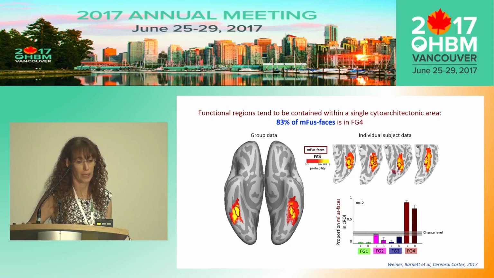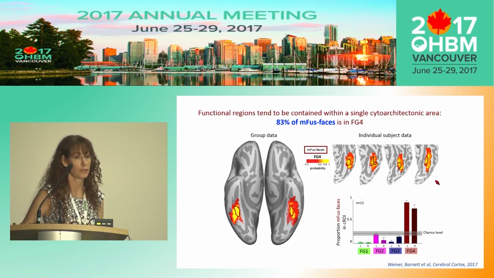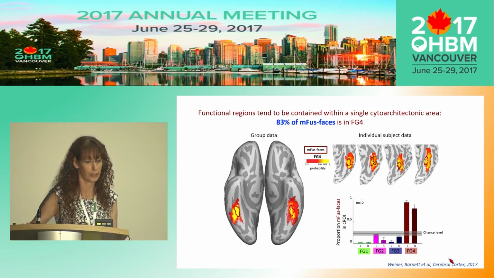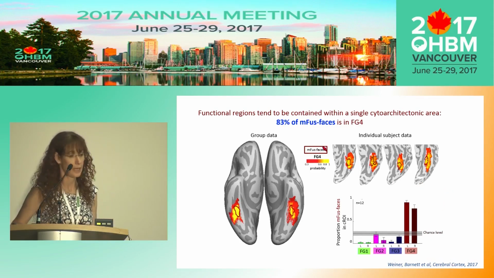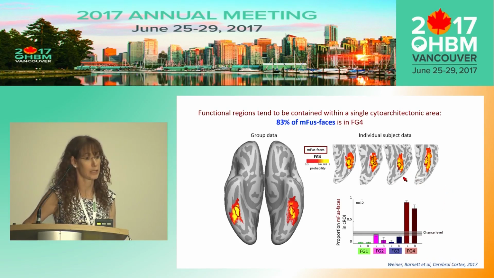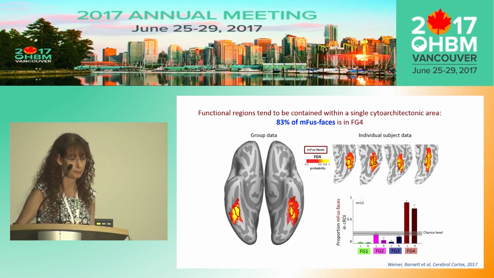We also projected it to an individual subject's brain. So here, for example, is an individual subject's brain. Again, the colored region shows a probabilistic map of FG4, and the contour now shows the individual subject's mFus-faces. And we quantified in each of our participants how much of their mFus-faces is within each of the cytoarchitectonic regions. And you can see that the only significant region that we found was FG4. And across our participants, 83% of mFus-faces lies within FG4. So this suggests a structural functional coupling between functional regions and cytoarchitecture in the ventral stream.